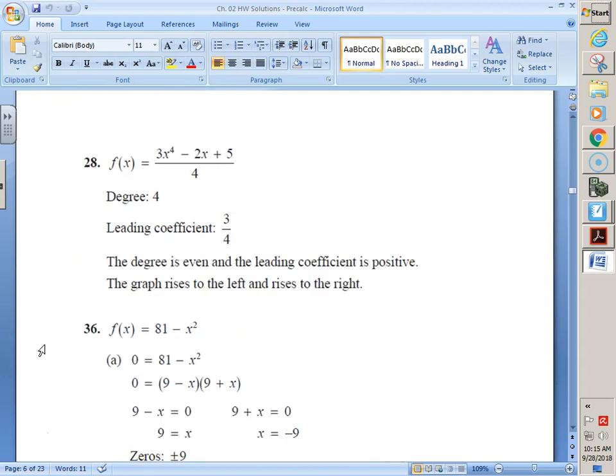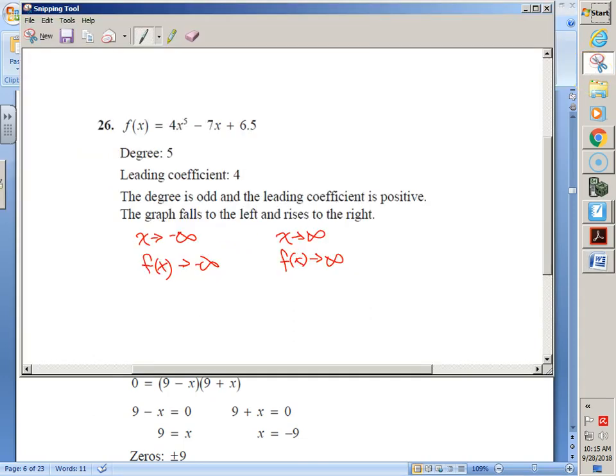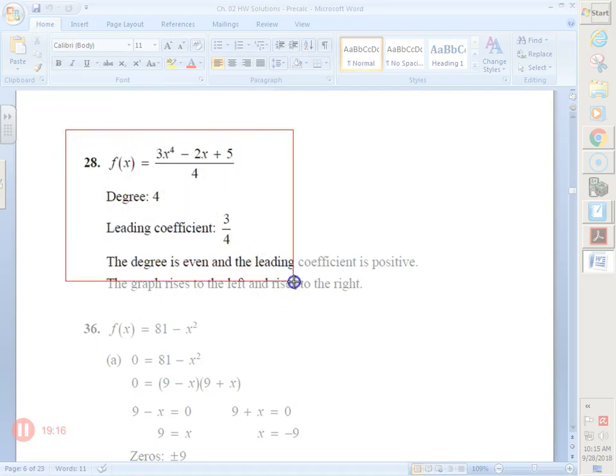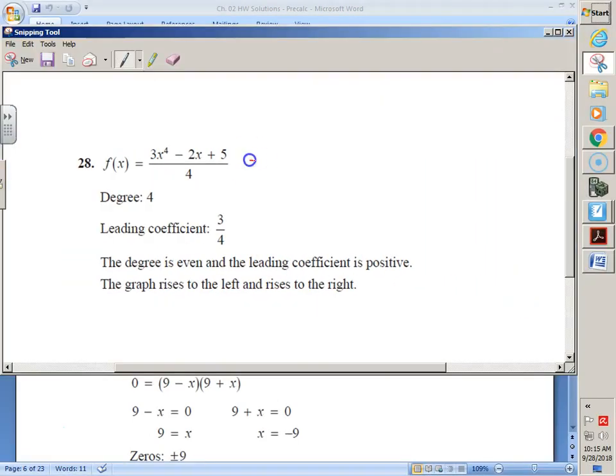Okay. It's not surprising if some of you put 3 for the leading coefficient. Just technically you're wrong, because this whole function has been multiplied by a 1/4. So technically, and this is where kittens die, you have to distribute division just like you have to distribute multiplication. So it's really 3/4 x to the 4th minus 1/2 x plus 5/4.